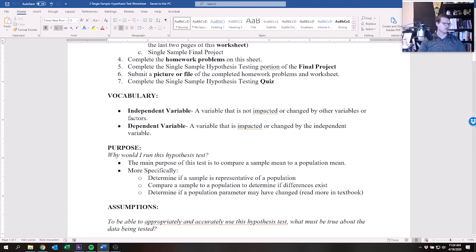So, what is the purpose of this particular test? What is the purpose of running a single sample hypothesis test? The main purpose is to compare a sample mean to a population mean. Notice we're comparing a mean to a mean. You have a sample that has a mean, and you have a population that has a mean. We're comparing a sample that is part of the population to that population.